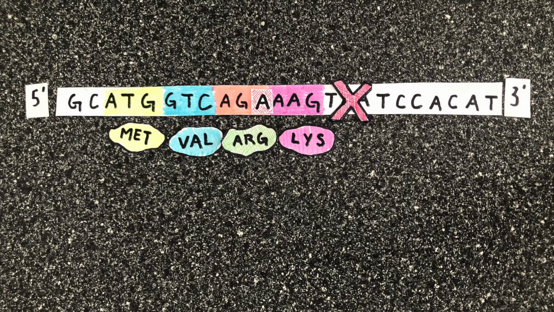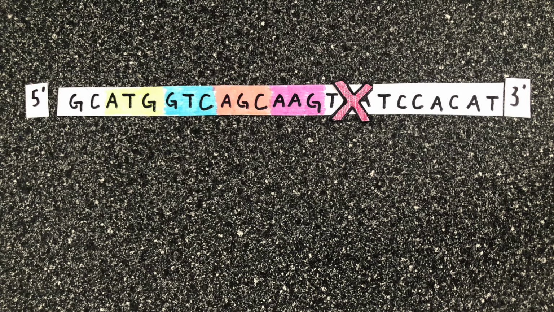This change is called a transversion, a change from a pyrimidine base to a purine base, or a purine base to a pyrimidine base. The second type of point mutation is a nonsense, or when a codon coding for an amino acid becomes a stop codon.